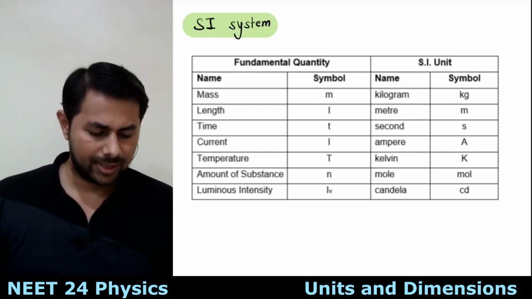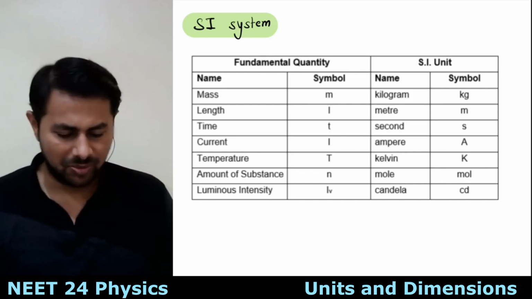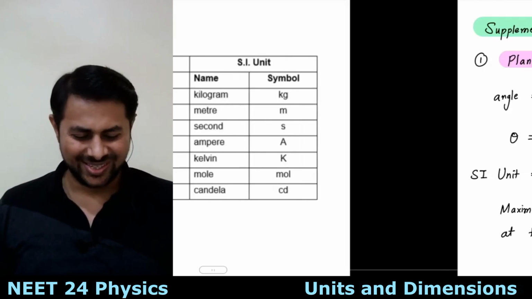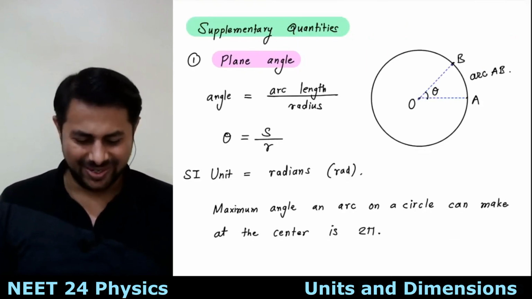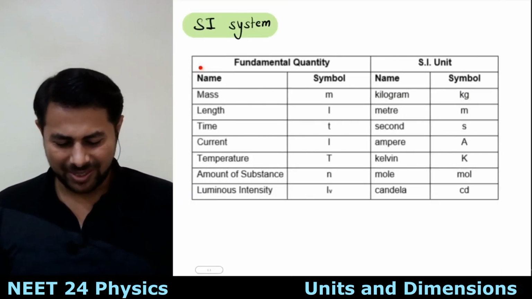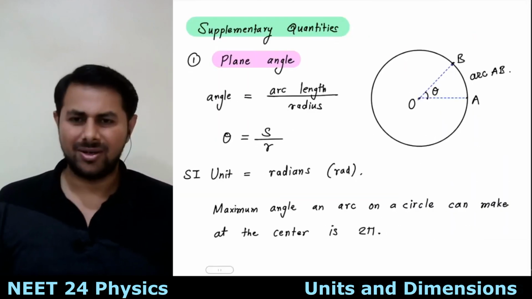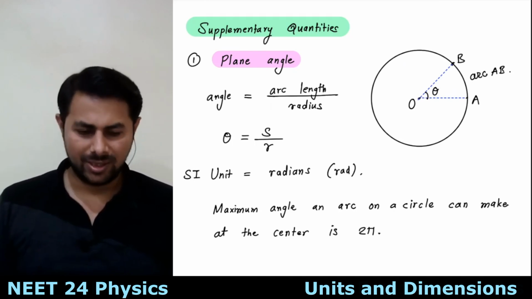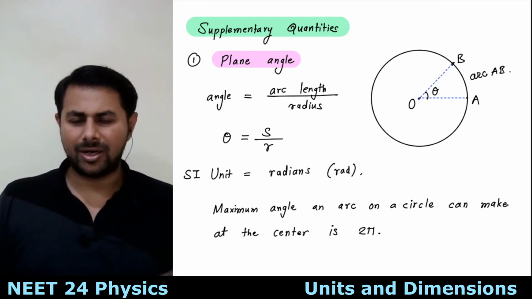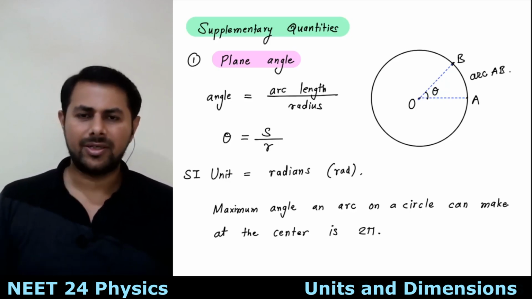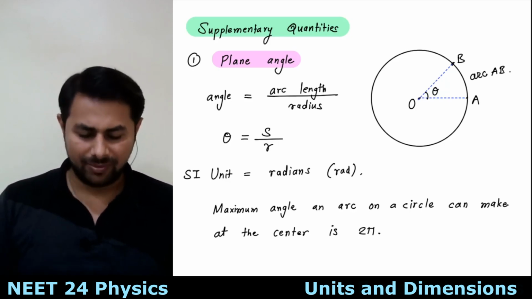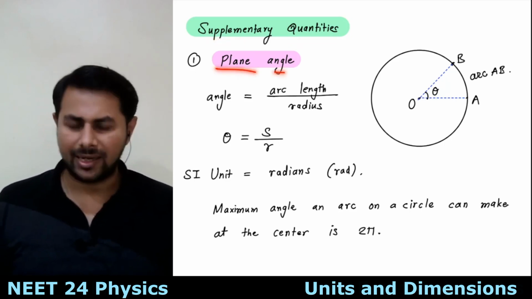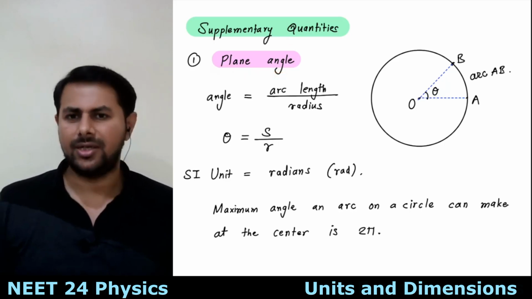Okay, so there might be a pinpoint question like this. All right, so these are 7 fundamental quantities. Now, these 7 fundamental quantities alone are not enough. We need 2 more quantities, but they cannot be called fundamental quantities because they depend on the fundamental quantities, but to measure a lot of other quantities we require them. That's why they are known as supplementary quantities. And what are they? One is plane angle, the other one is solid angle.